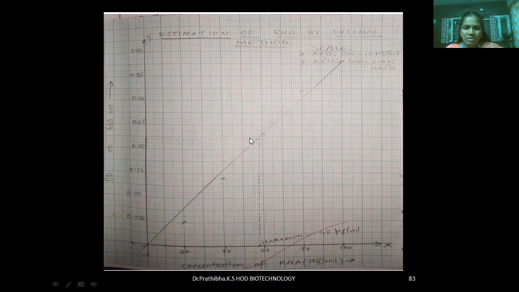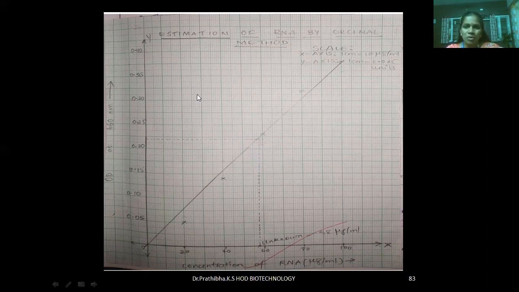Wherever this dotted line touches the straight line, then draw a downward dotted line. When this downward dotted line touches the x-axis, that will give you the unknown concentration of RNA present in the sample. You need to write here: unknown sample RNA found to be that much microgram per ml. Whatever you are getting, you need to write that.